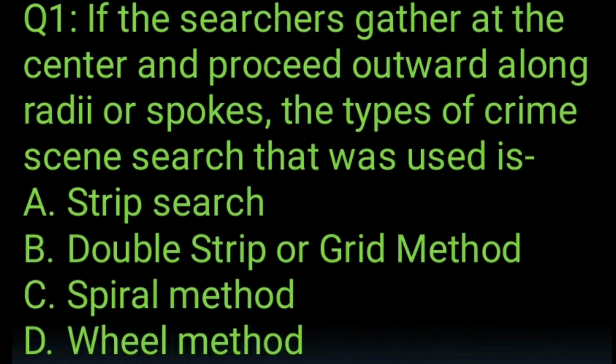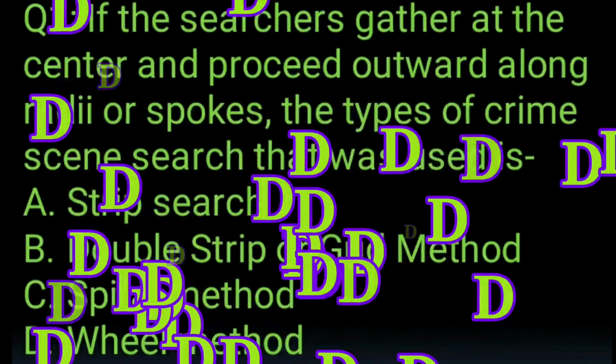If the searchers gather at the center and proceed outward along radii or spokes, the type of crime scene search that was used is: letter A, strip search; letter B, double strip or grid method; letter C, spiral method; and letter D, wheel method. And the answer to this question is wheel method, yan.